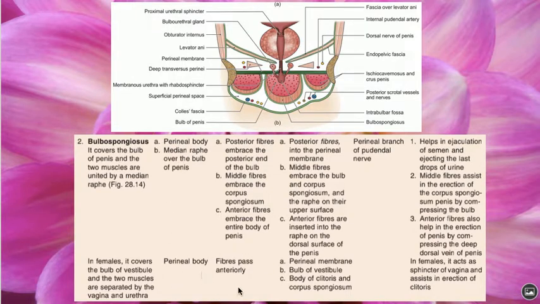The fibers in females pass anteriorly. In males, we have anterior, middle, and posterior fibers. They all attach onto the perineal membrane, body, and the bulb, supplied by the perineal branch of the pudendal nerve. It is helpful in ejaculation.